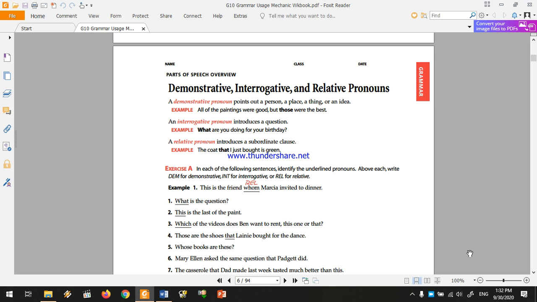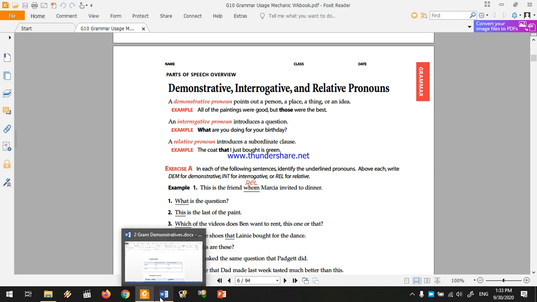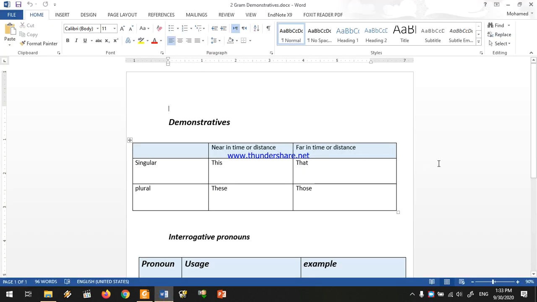A demonstrative pronoun points out a person, a place, a thing, or an idea. For example, the demonstratives this and that, these and those. We use this and that and these and those to point to things or ideas. Here we have them put out in a table.